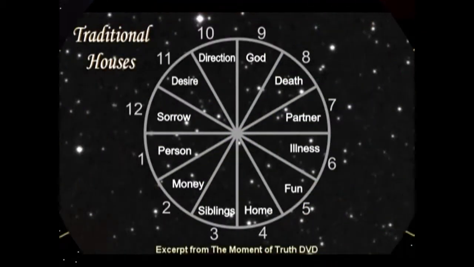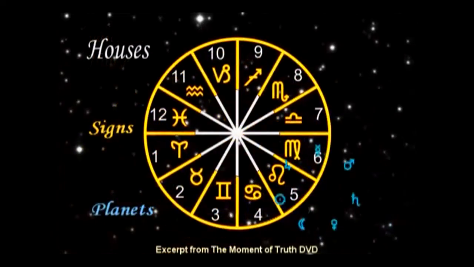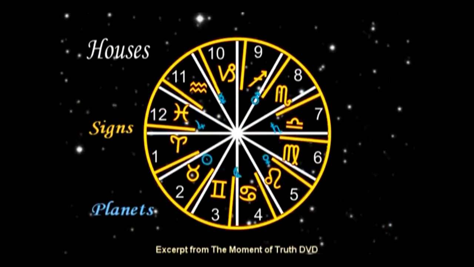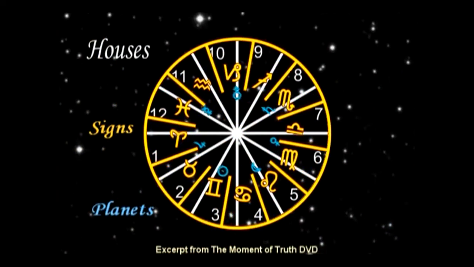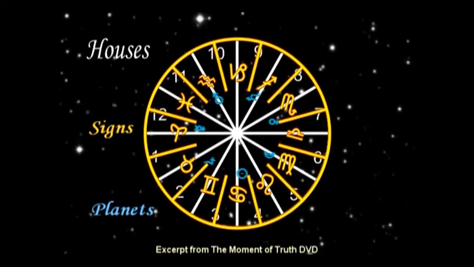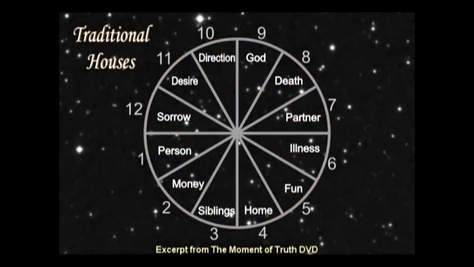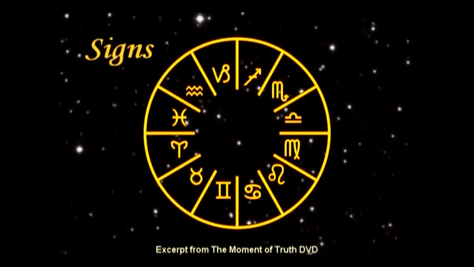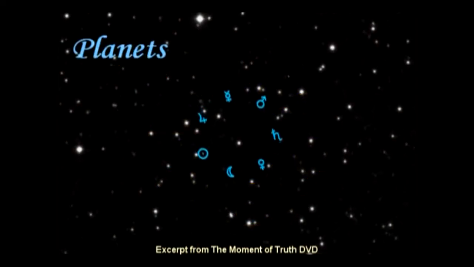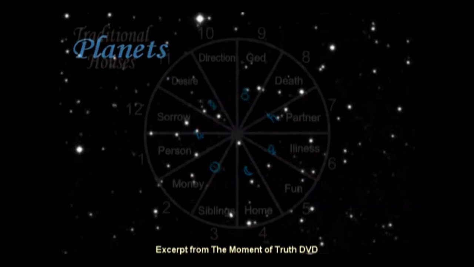In arranging the houses, signs, and planets, there are 3 charts or wheels, and each chart overlays the other like using 3 transparencies. They are the houses, numbered 1 through 12. They are the signs, numbered 1 through 12. And then the planets, of which there are 7.